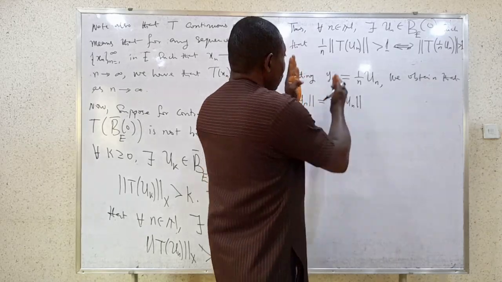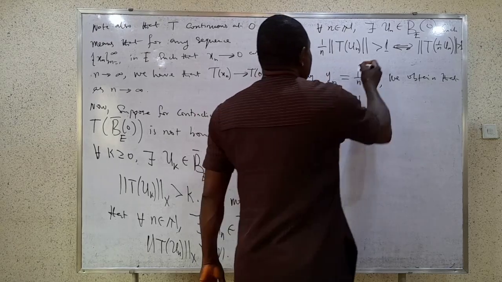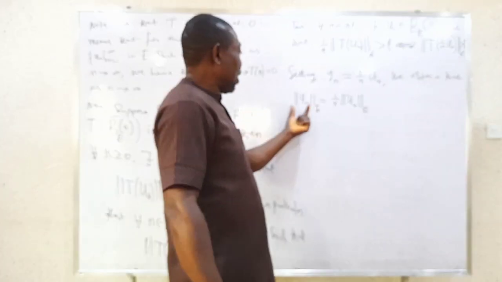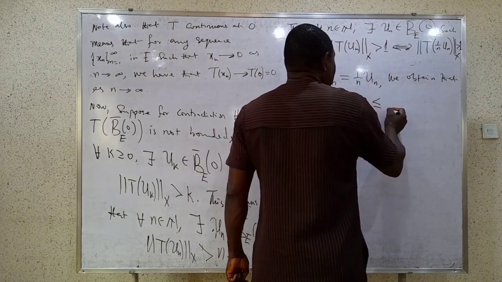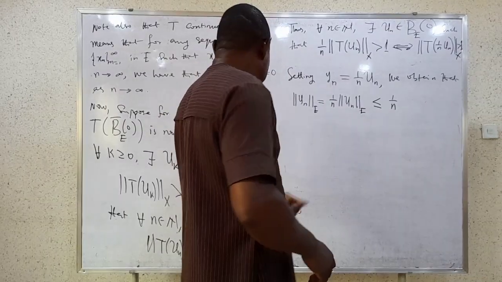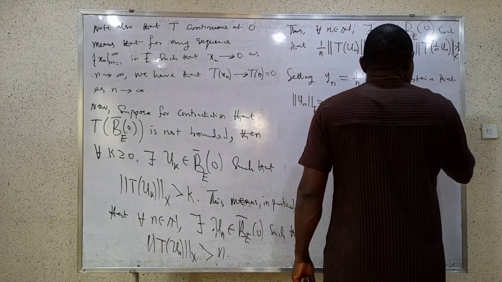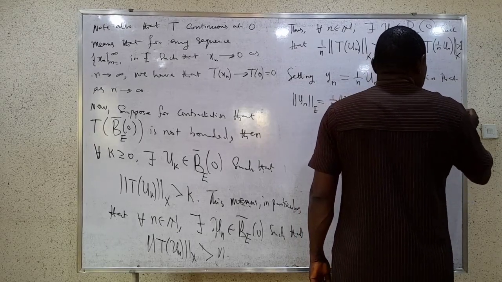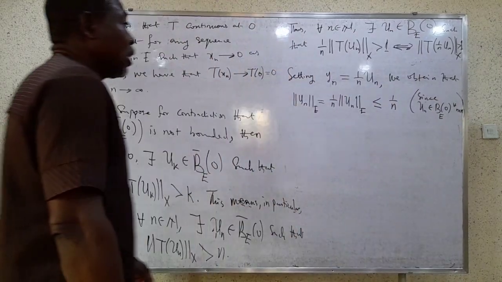Do we agree? This is the norm of y_n in E, and this norm is in X. Follow me. So I get that norm of y_n is equal to 1 over n norm of u_n. But this is less than or equal to 1 over n, since u_n is in the closed unit ball centered at 0 in E. And this is for all n in the natural numbers.